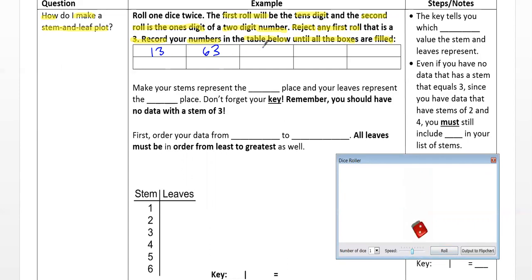So I put 5, 2. I almost have to remember that's a 5. It doesn't look good, but that's okay. 3. Uh-oh. It says reject any first roll that is a 3. So I'm going to reject that. I'm going to do a 6, and then I'm going to do a 1. So this is 61. Sorry, guys, but the technology just doesn't work very well. 61. Okay, next one. 5, 6.